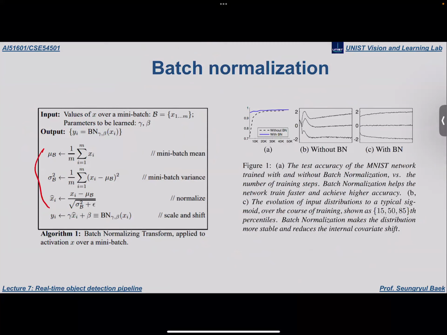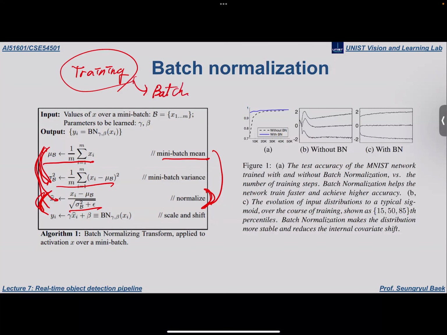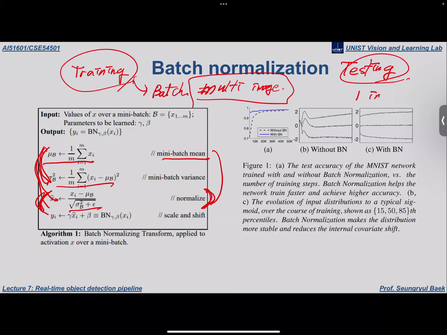So this is what I said. For the batch, we calculate the mean and variance, and we normalize the samples here. Okay, but the thing is, during training we can use a batch, which is multiple images, but at testing, one can test just one image, and some other person can use multiple images, maybe 10 or 100 images. This number of images could be different from the number of images used in the training, okay?